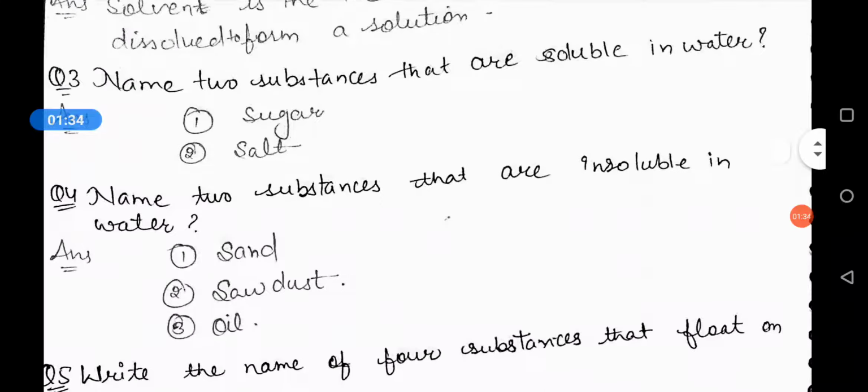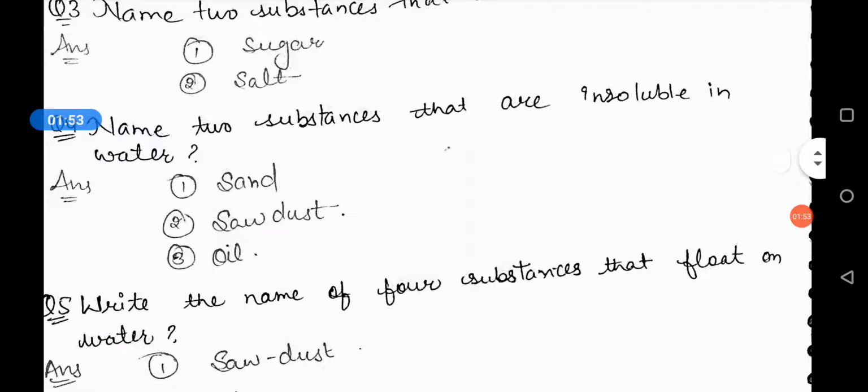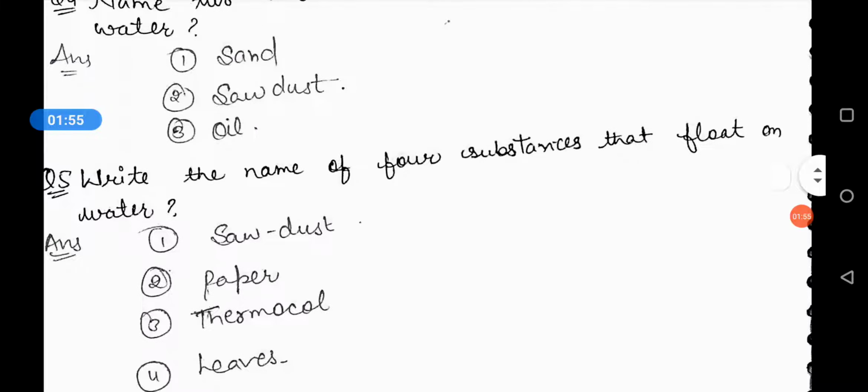Move to question number 4. Name two substances that are insoluble in water. So there are lots of substances that are insoluble in water, such as sand, sawdust, oil, thermocol sheet, iron nails, etc.